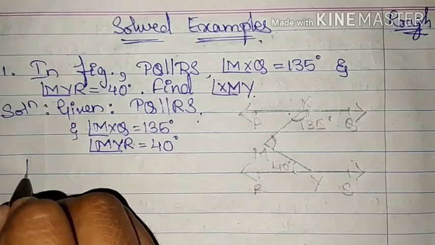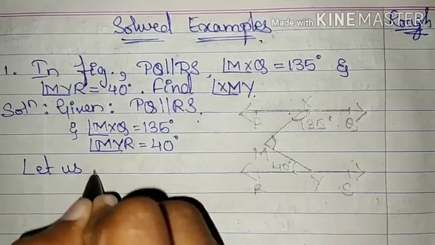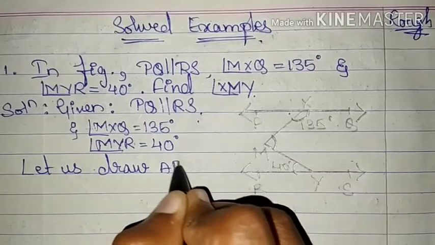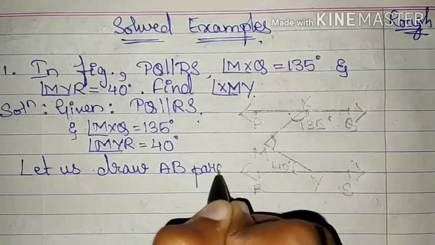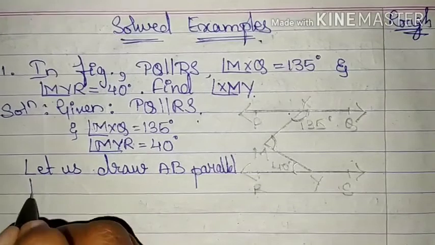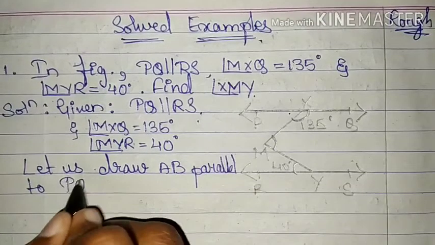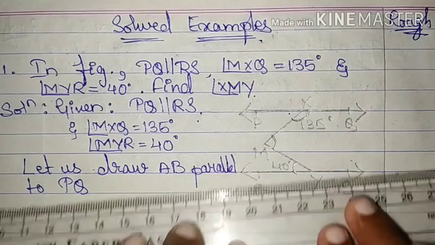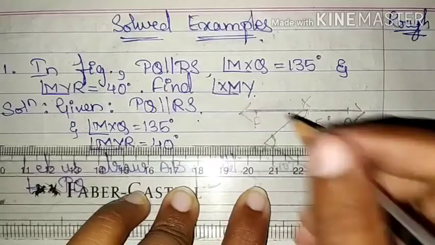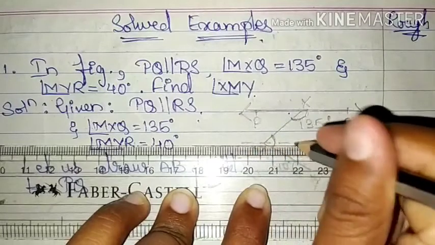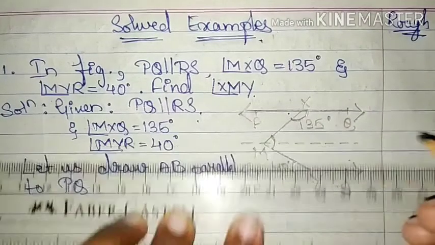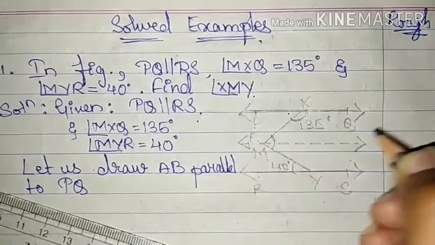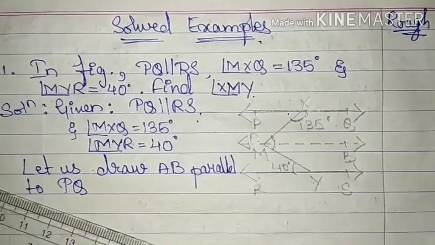Let us draw line AB parallel to PQ. Now let us draw a new line AB which is parallel to our line PQ. So this is our new line AB. This is A and this is B.